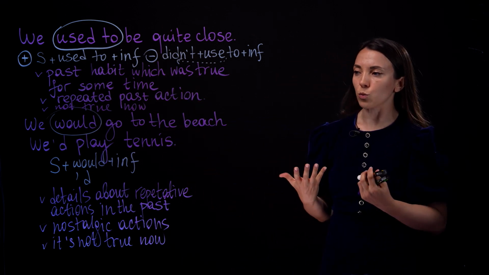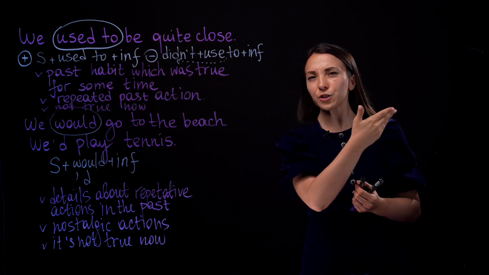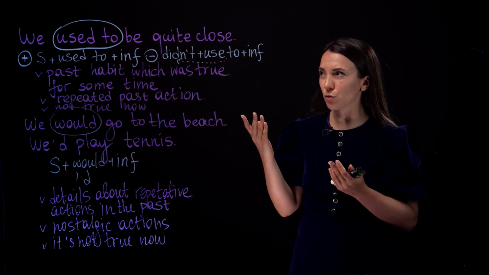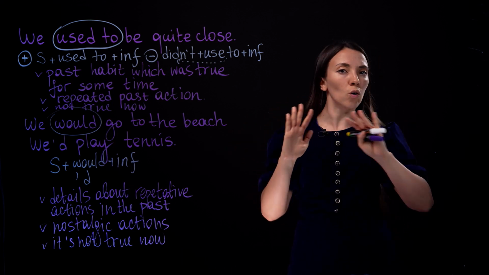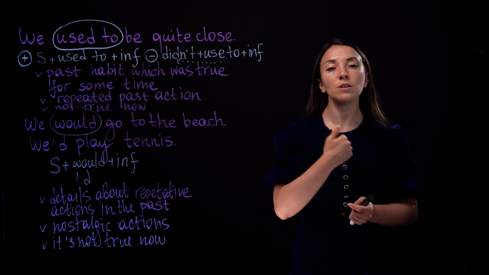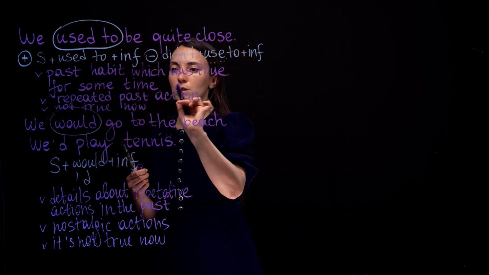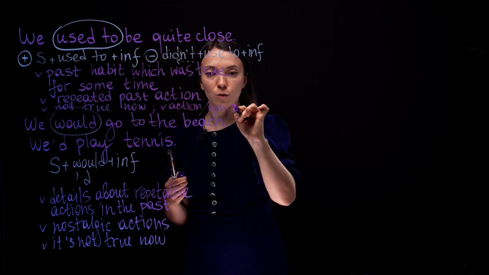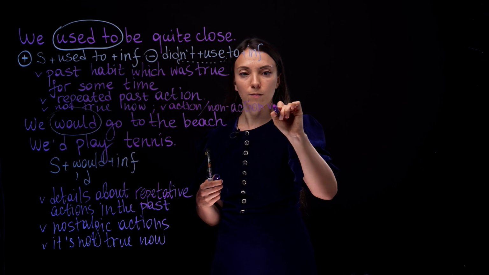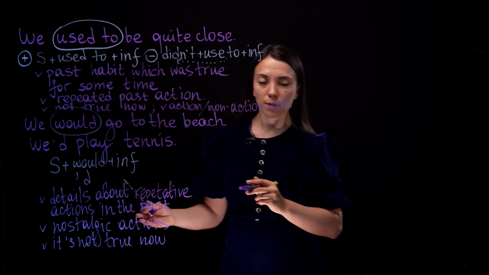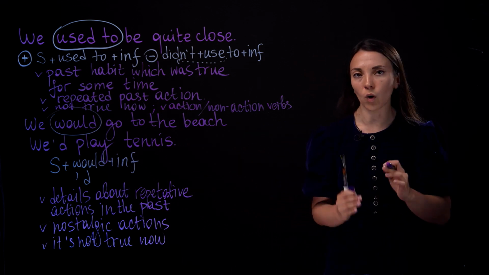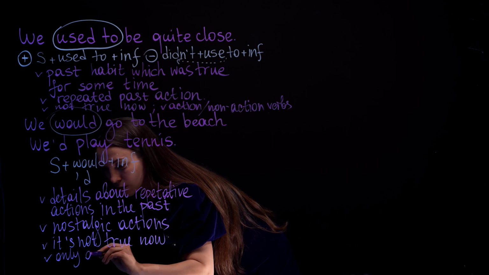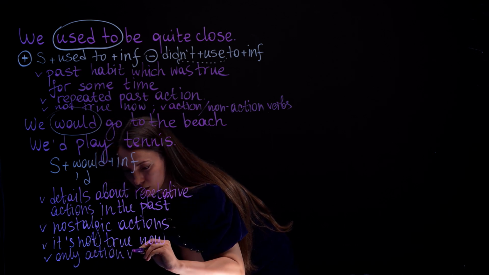What about verbs? After used to, what can we use? Okay, be. Be, it's action or non-action? Yeah, it's non-action. Can we use only non-action verbs after used to? Not only. We can use all verbs after used to. Action and non-action. Let's write it somewhere here. Action and non-action verbs. What about would? Go, play, only action verbs. Only action verbs.